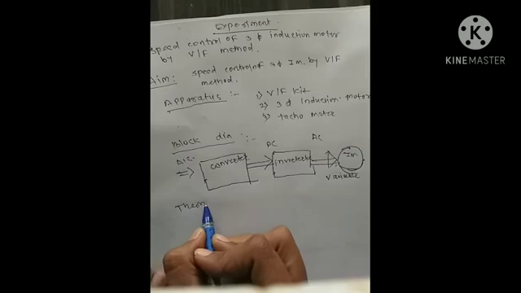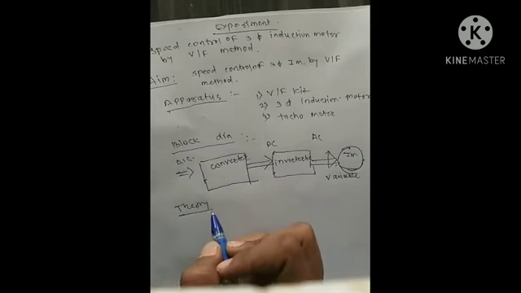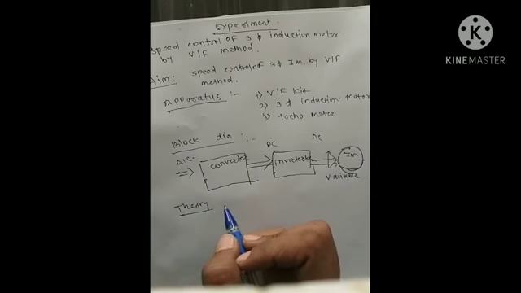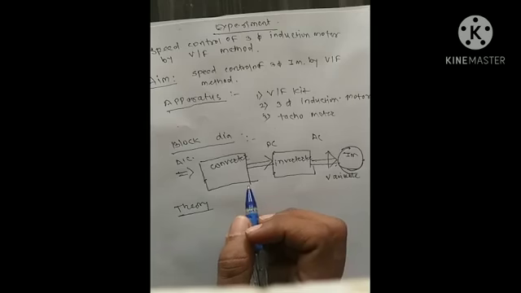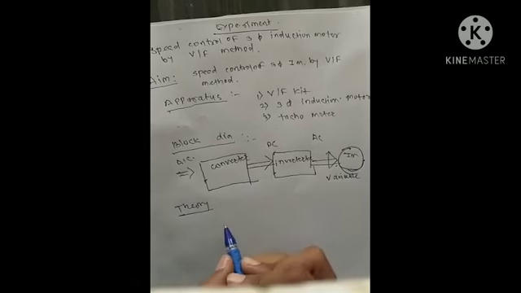Now we explain the introduction and theory of the V by F control method. The three-phase induction motor is typically a constant speed motor. For many applications we have to increase or decrease the speed of the three-phase induction motor. To vary the speed we have to make some changes in the voltage and frequency. The slip at full load is about 3 to 5%, so the change in speed is very small, which can be seen from the characteristics.